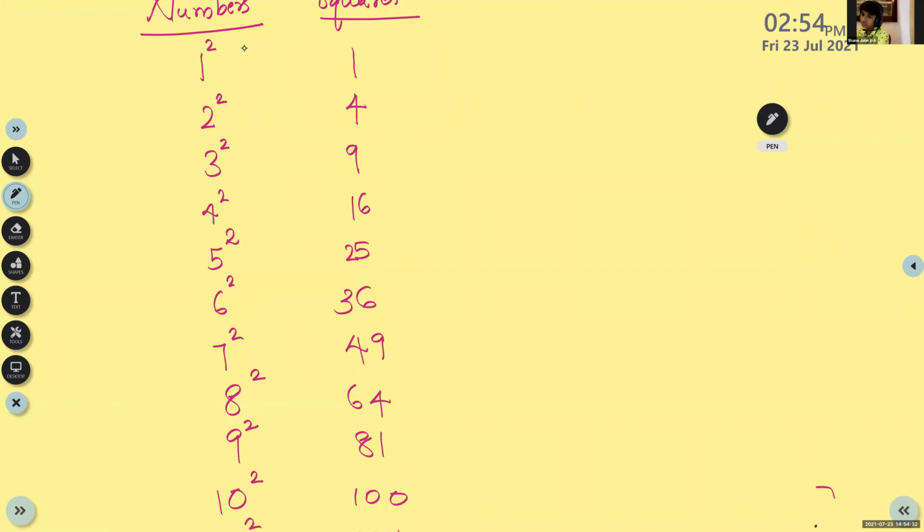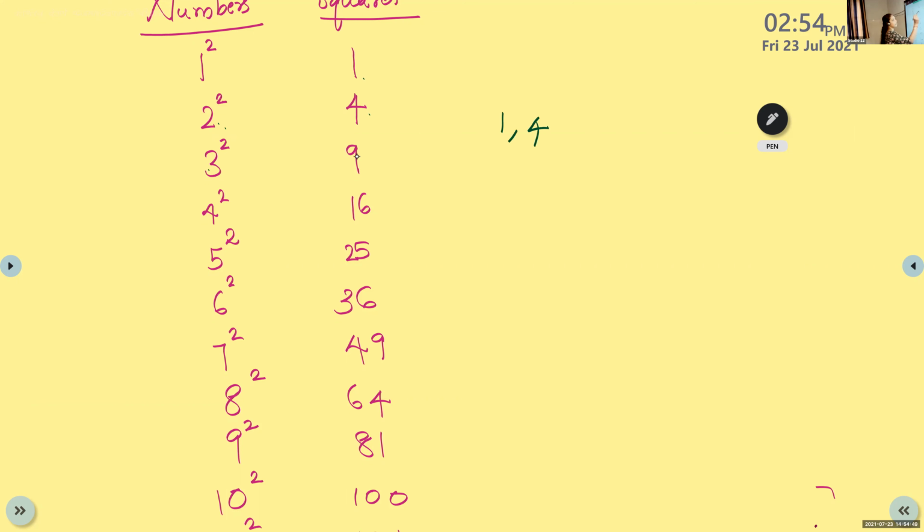Look at this. 1 square is 1. 2 square is 4. See, children, no need of telling the answer earlier. Look at here and listen to my question. 1 square is 1. 2 square is 4. So 1, 4. Okay. 3 square is 9. 1, 4, 9. 4 square is 16. Last digit. I'm thinking about telling about the last digit. Look at the unit digit.